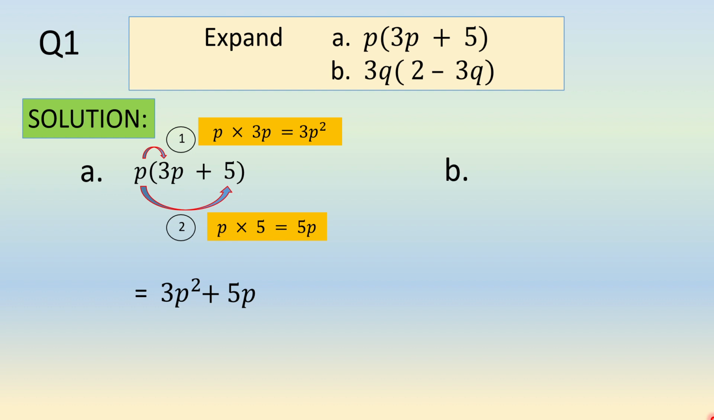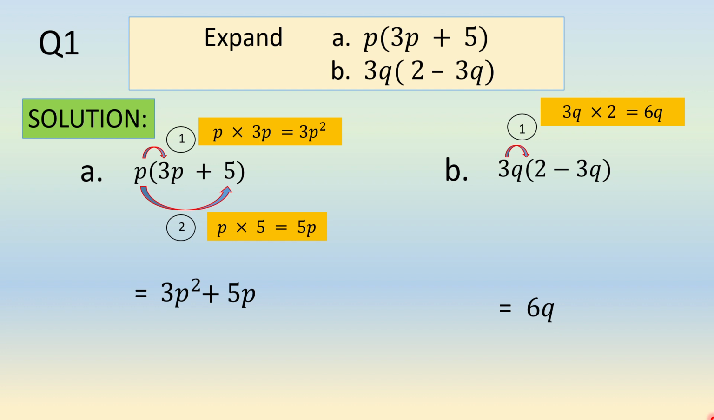Next, let's move on to the second question, B. Okay, you are given 3q, and just beside the q you have the bracket. So the first step will be multiplying 3q and 2. So 3q times 2. When you have a few numbers here, you can multiply the numbers first. So here you have 3 and 2, so you multiply, and you'll get 6q. So the first term you have is 6q.